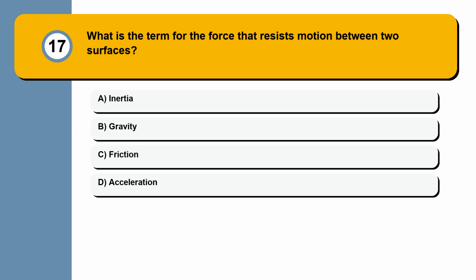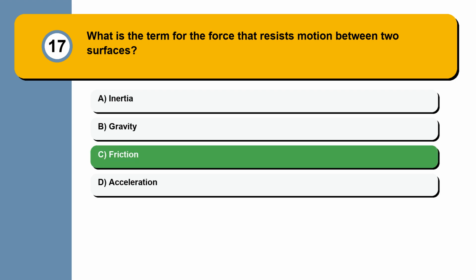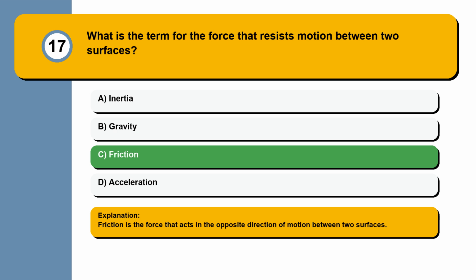Question 17. What is the term for the force that resists motion between two surfaces? Inertia, gravity, friction, acceleration. Friction is the force that acts in the opposite direction of motion between two surfaces.